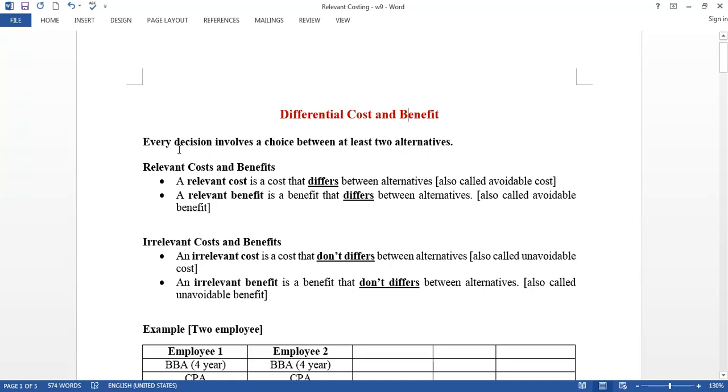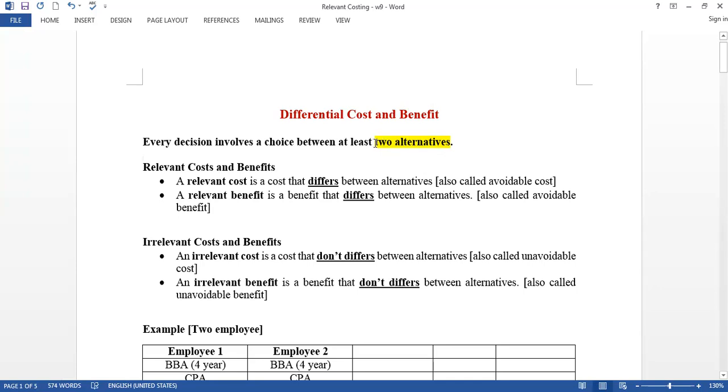For example, every decision involves a choice between at least two alternatives. So if you want to make a decision, you must have at least two alternatives, right? So if you don't have any alternatives, then you cannot make a decision. So every decision involves a choice between at least two alternatives.